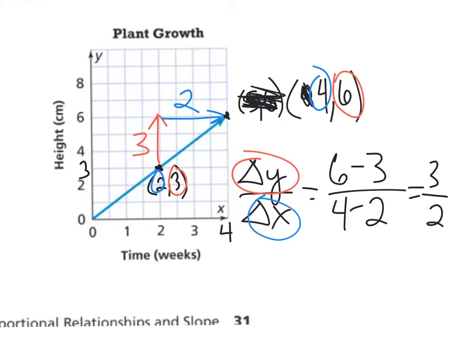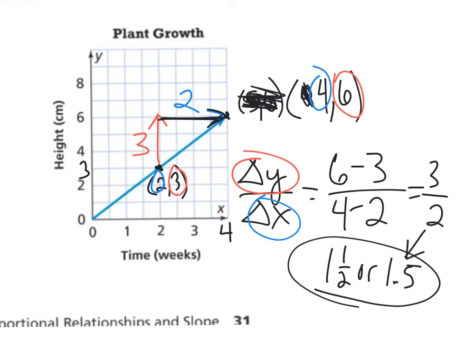One thing you have to watch for here is that since they're going by halves, it's not just counting the squares. There are 4 squares here going by halves. 4 halves gives you 2, so that's something we got to be careful about. And then this one is probably a good idea to change over to a mixed number or to a decimal. So that would be 1 1/2 or 1.5. That would be our slope. And then that's for part A.